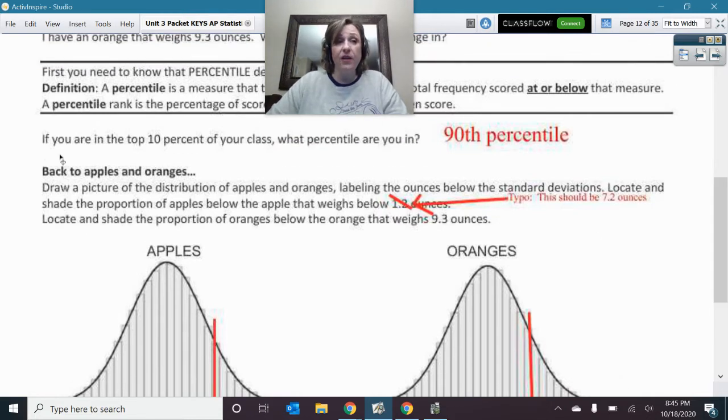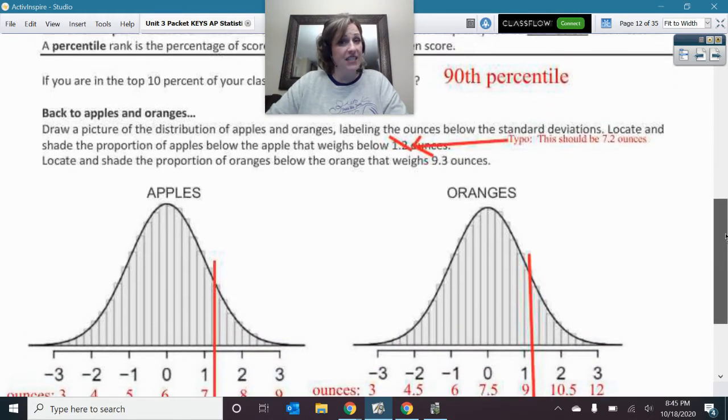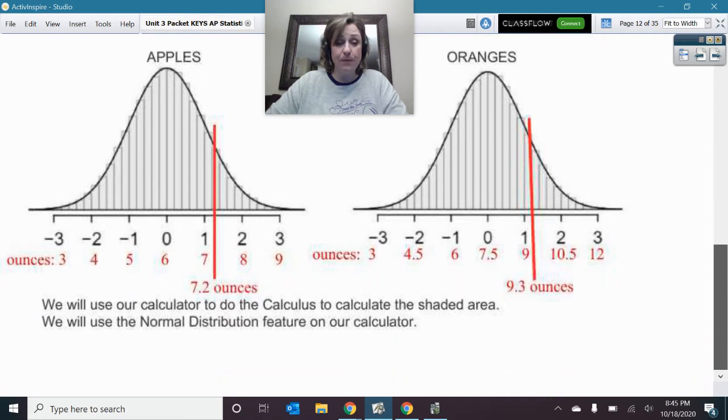So here's an example. If you are in the top 10% of your class, then what percentile are you in? Remember, percentile is what's below you. So if you are in the top 10%, then you are in the 90th percentile. Okay, you can think about your heights. If you're in the 90th percentile for heights, then 90% of your peers are shorter than you.